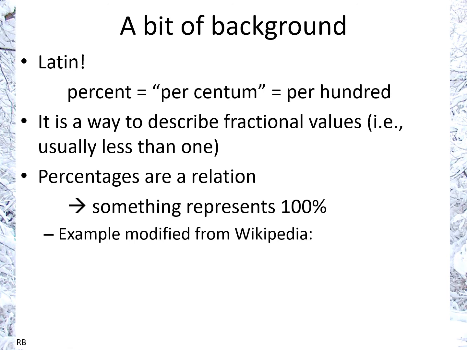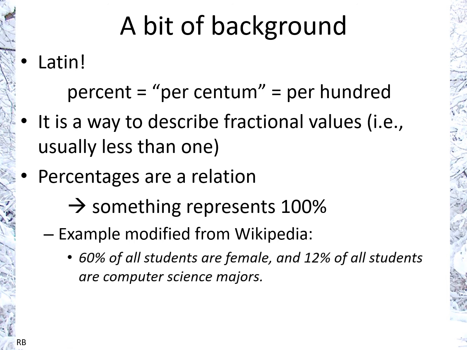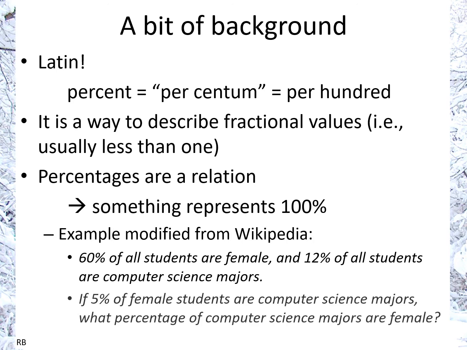So here's an example modified from Wikipedia. 60% of all students are female, and 12% of all students are computer science majors. Now, if 55% of the female students are computer science majors, what percentage of computer science majors are female? Now that's kind of a math question, and it's not so easy and so obvious. I'm not going to answer that here because it's not a math presentation, but if you wish, you can provide your answer, and we'll see how it goes.